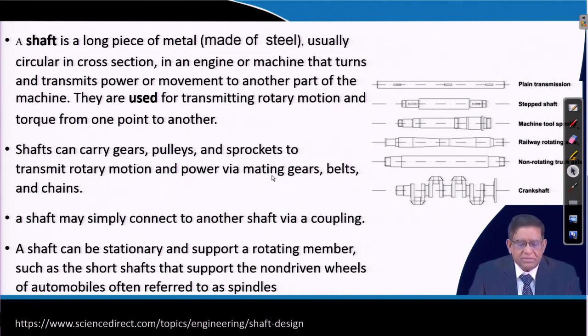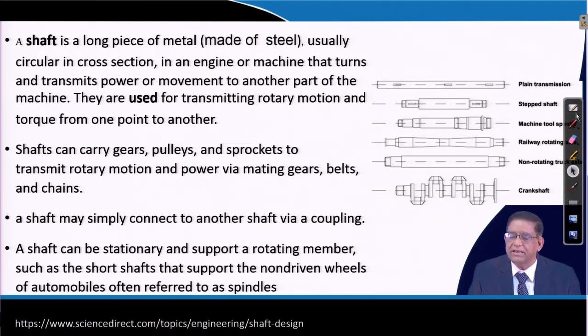Sometimes one shaft is connected to another shaft. It may not be carrying any other element or part on it. It is just transmitting power from one shaft to another shaft, and sometimes these shafts can be in the same line or at different angles. A shaft can also be stationary to support some member, with rotary members being supported. So they are used for different purposes.